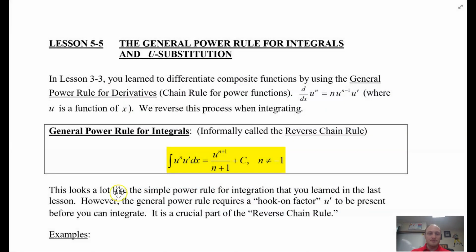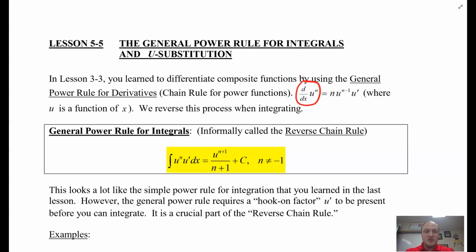Okay, so in lesson 3-3, we learned how to utilize the chain rule, right? So if I was taking the derivative of, say, a function raised to a power here, so d/dx of u raised to the n power, you use the power rule, right? You bring down n, you drop the power by 1. Now, if I had an interior polynomial or some type of function, I have to take the derivative of that, right? And that is u prime.